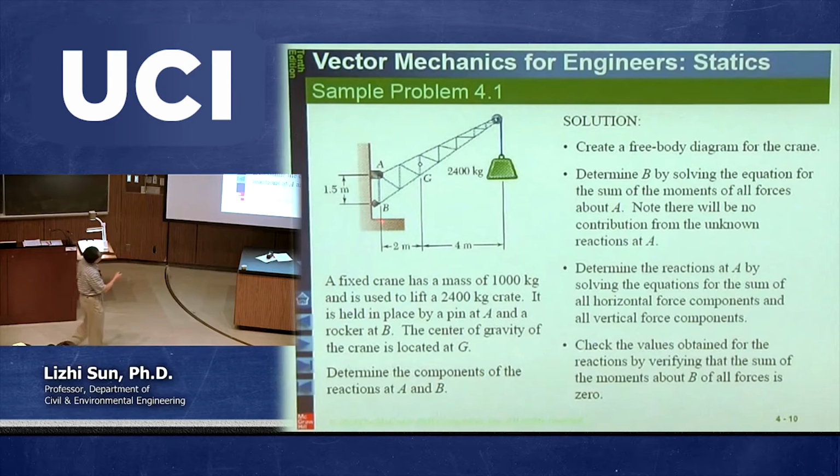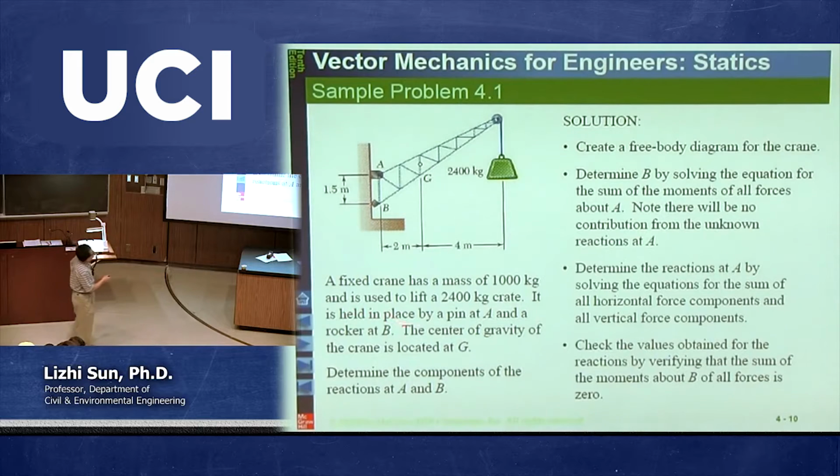So let's go back to look at this problem again. Again, we have this crane here, supported at point A with a pin, supported at point B with a rocker, and it's trying to carry the crate. A fixed crane has a mass, this time it has a self-weight, of 1,000 kilograms, and is used to lift a 2,400 kilogram crate, this one.